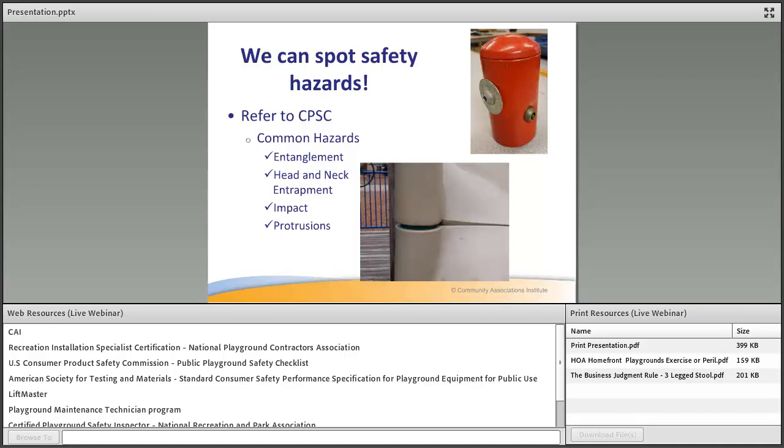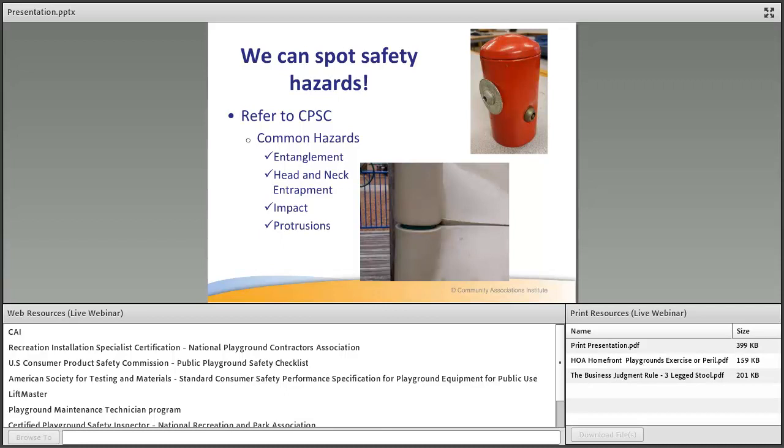The next thing is spotting safety hazards. I'm wondering, how do we do that, Sally? Yeah, so what can we do? What can your employees do tomorrow? I like to make things practical for people. What can we do tomorrow to minimize the risk on playgrounds?